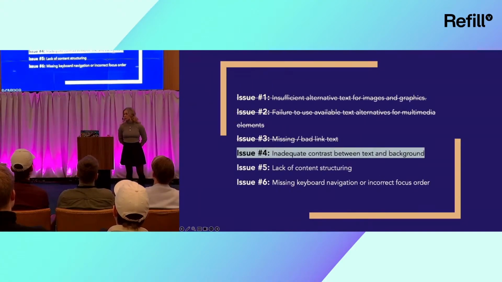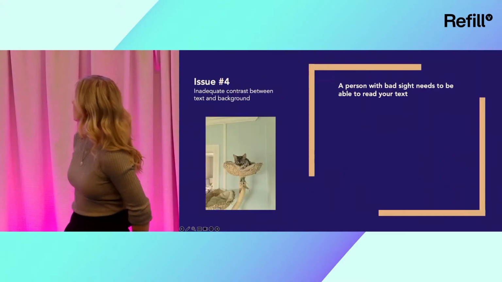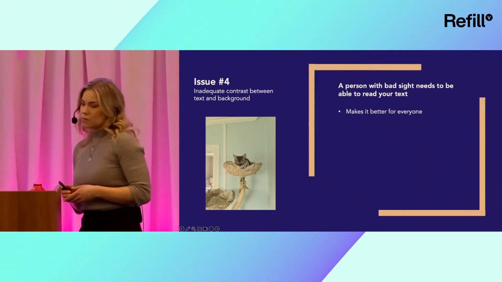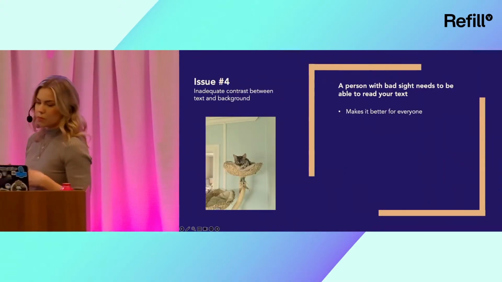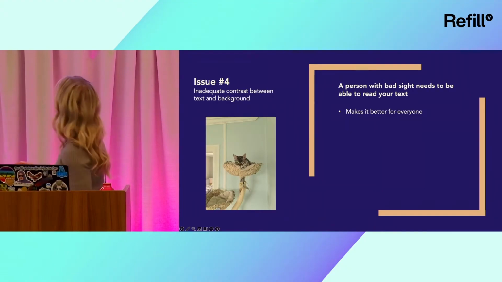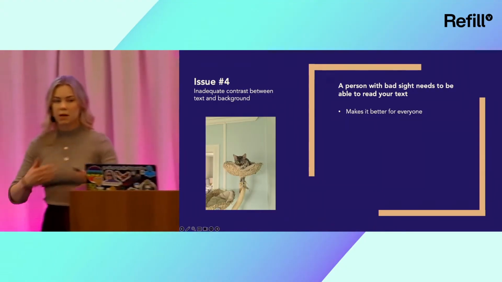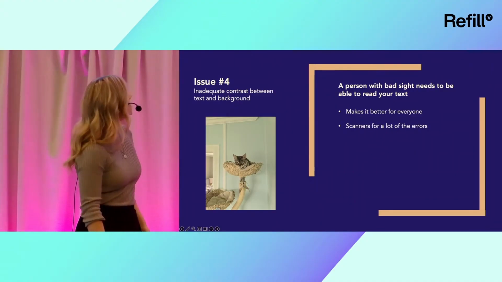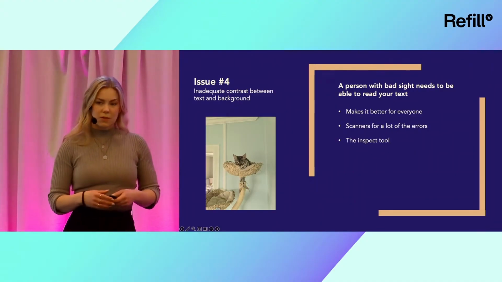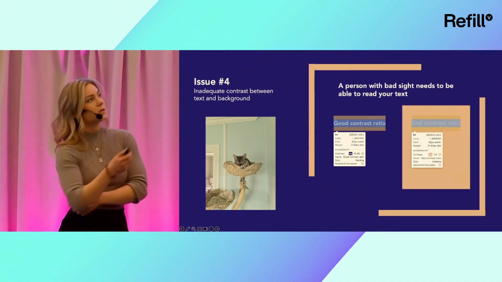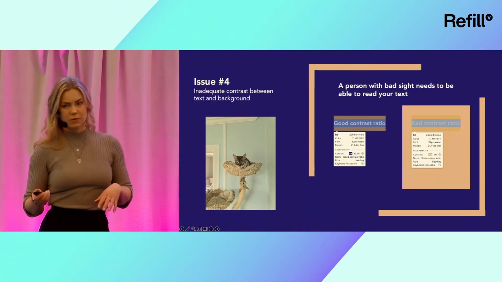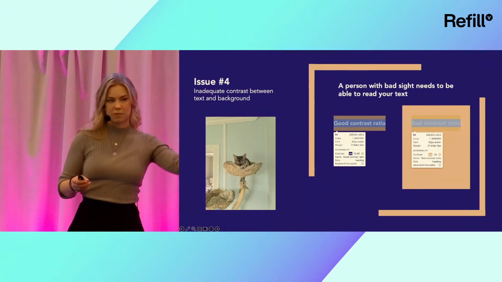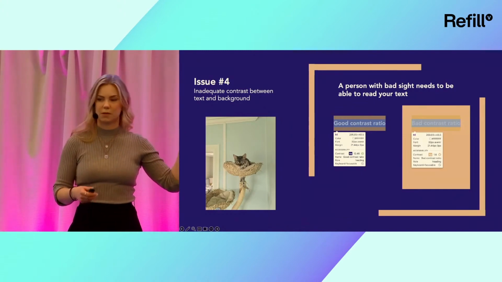Issue number 4, inadequate contrast between text and background, which can make it difficult for people with visual impairments to read, and solving this also makes it better for everyone to read your content. You can get help from scanners, and you can also use the browser's inspect tool. The inspect tool in the browser is a very useful tool. Most browsers let you hover over an element and see the contrast ratio right then and there.